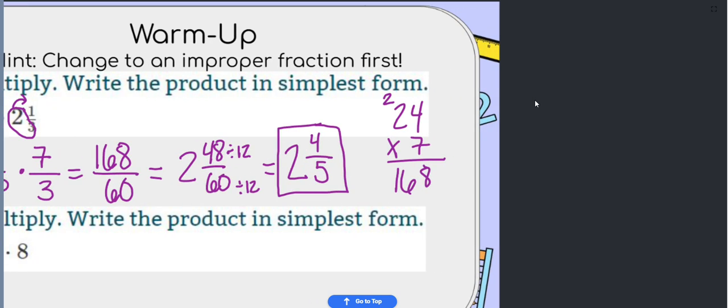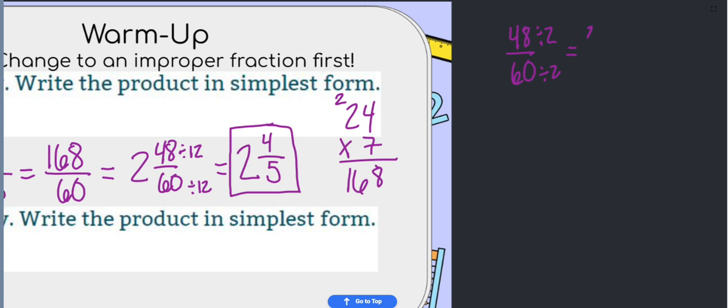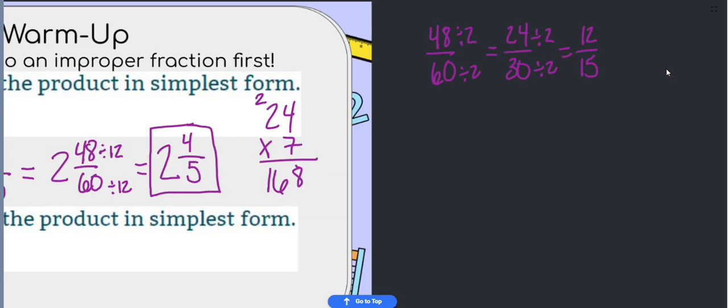Like if I come over here and I do 48 over 60, and I divide them both by 2. All right, well, 48 divided by 2 is 24, and 60 divided by 2 is 30. But I can still keep simplifying. I could divide by 2 again. And 24 divided by 2 is 12, and 30 divided by 2 is 15. And now I can't divide by 2 because 15 is an odd number, but I can divide by 3. And 12 divided by 3 is 4, and 15 divided by 3 is 5.